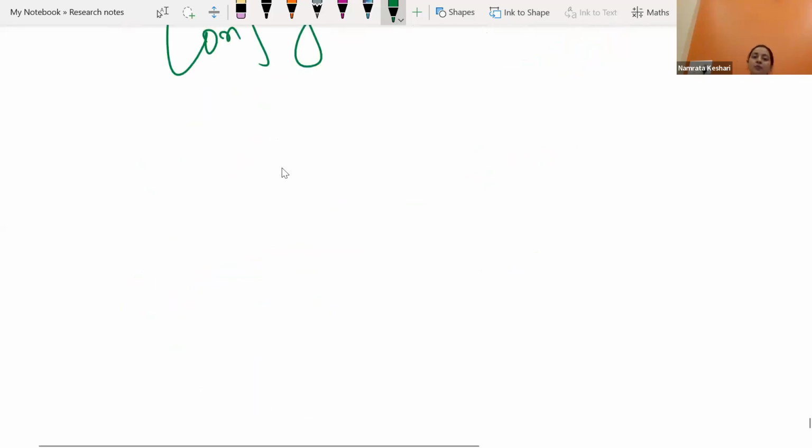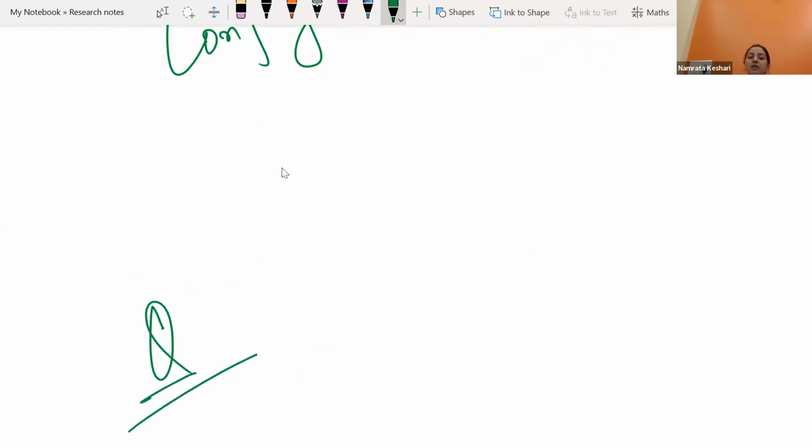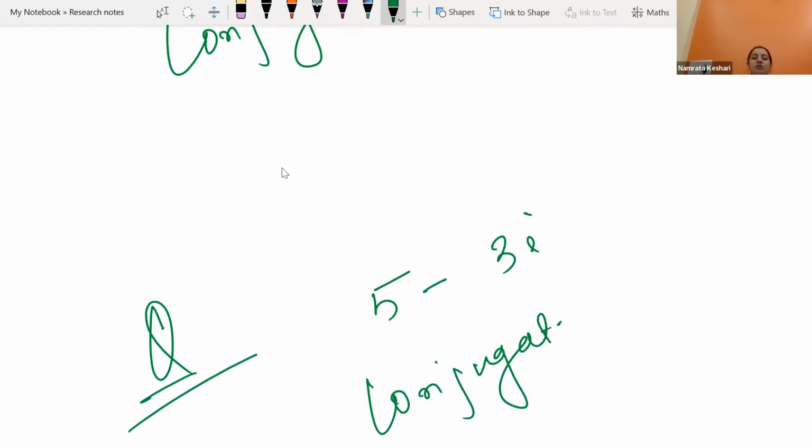Okay, now suppose a given complex number is 5 minus 3i, and conjugate you have to find. Conjugate means image on x-axis. Conjugate of this complex number will be, just replace i with minus i, minus i से replace कर देंगे, तो यहाँ तो plus 3i create हो जा रहा है. Yes, that is the conjugate of 5 minus 3i.